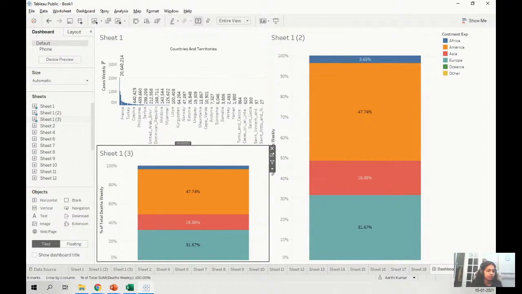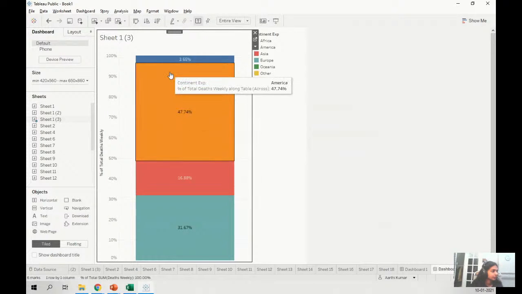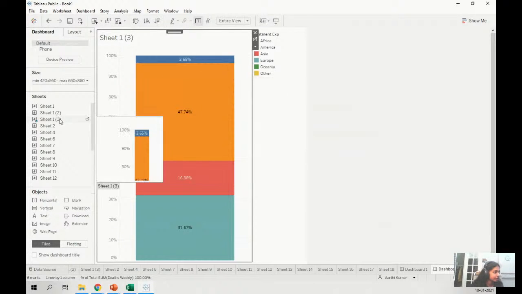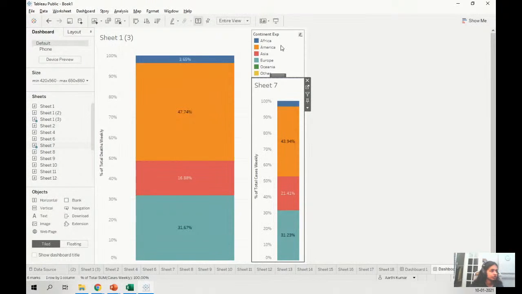But what I would suggest is, let's say if we want to create, which one is that? This one. Because this one was, yeah, number of weekly deaths. Yeah, this one is number of cases, right? Oops, I'm going to take this one.